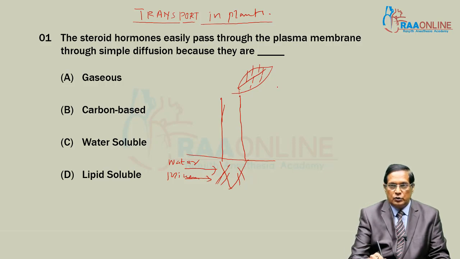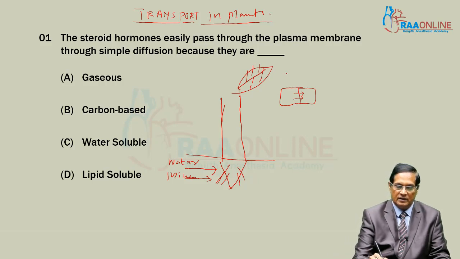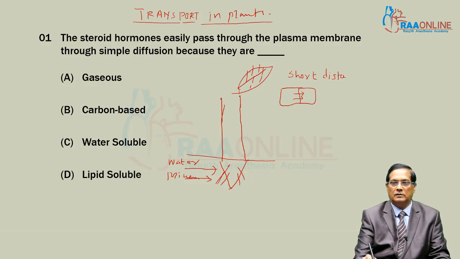And there are two types of transport which we see in the plant. Number one, short distance transport. This type of transport is cell to cell transport. In this case, vascular tissue is not involved. Short distance transport does not involve vascular tissue.